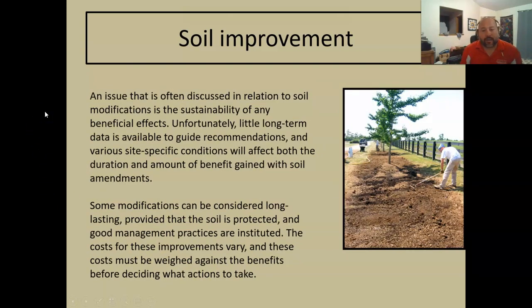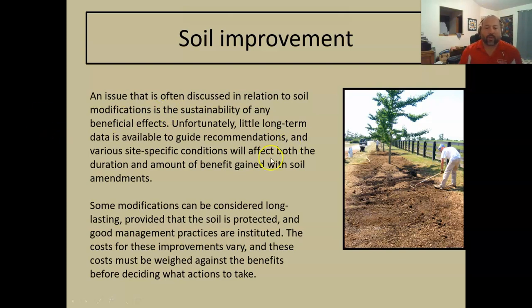Another issue that's often discussed is the idea of soil modifications. Unfortunately, little long-term data is available to guide recommendations, and it gets to be really site-specific in terms of the duration and what you're going to get from your soil amendments. Your modifications can be considered long-lasting. Sometimes they're going to work really well, sometimes they won't. It's kind of hit and miss because soils are so different and so site-specific. You've got to try some things and really figure it out.